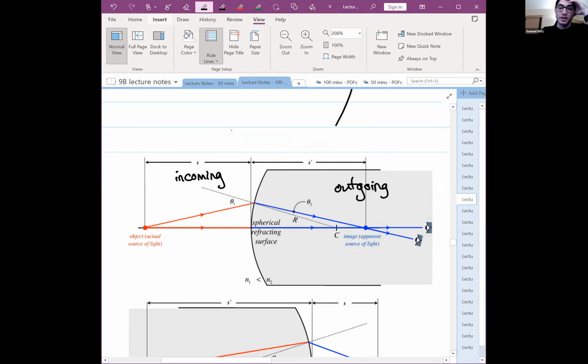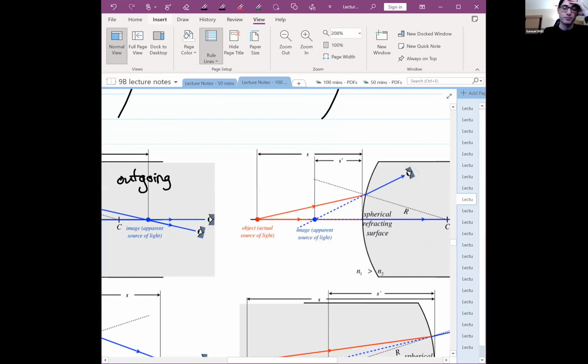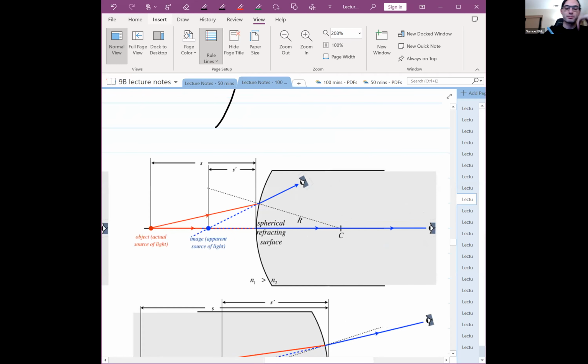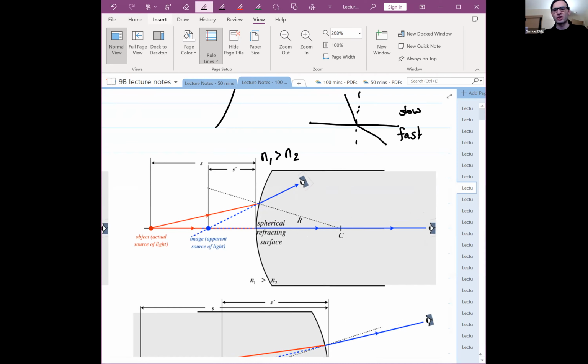Okay, so let's look at the next type of situation. Here we have the same shape of surface, but here n1 is greater than n2. So in this case, from Snell's law, light will bend away from the perpendicular because it's going into a faster medium. Remember, if you have a slow medium and a fast medium, and here's your perpendicular, then light going here will bend away. This is what happens for total internal reflection, remember.